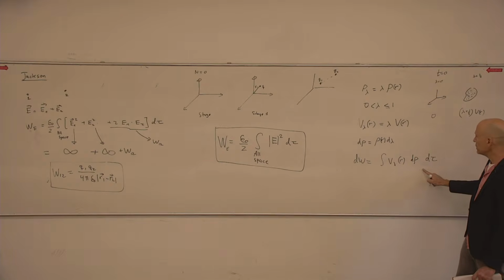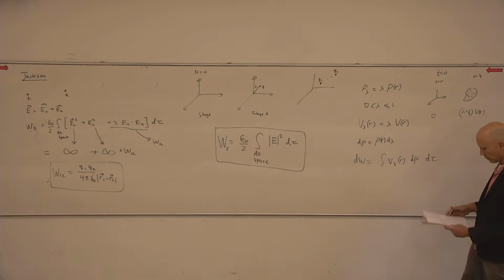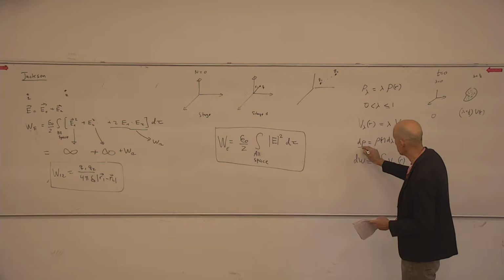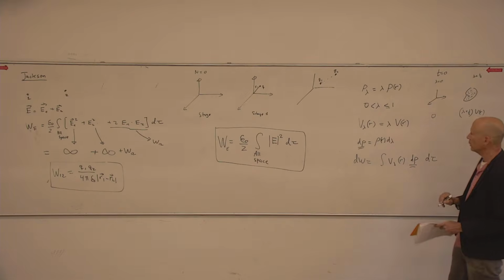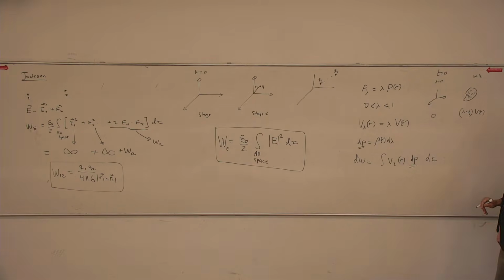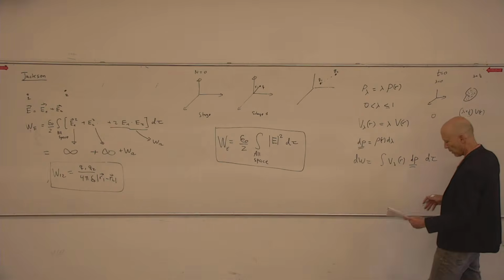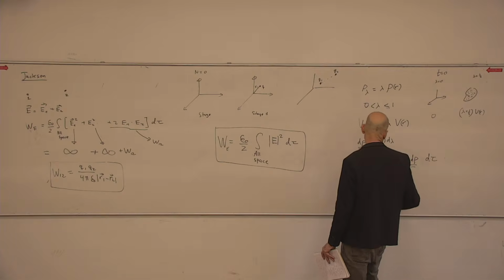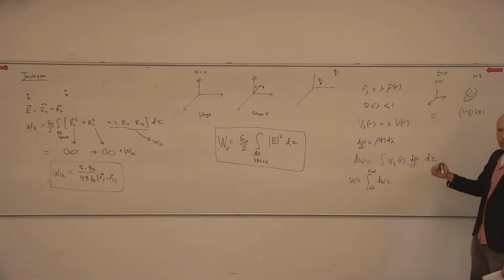Because again, this thing is simply this delta rho here, this delta rho here. I didn't use lambda yet. Now I want to integrate. What is the total energy? I want to integrate from the initial state to the final state. Now I do that with the lambda.